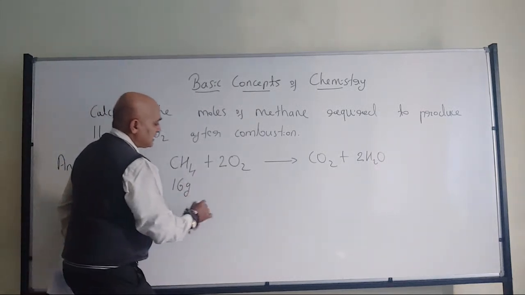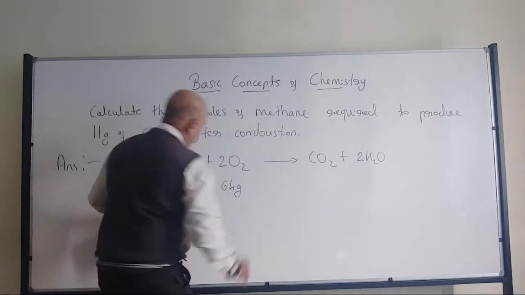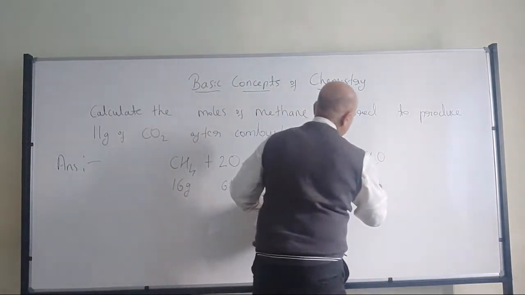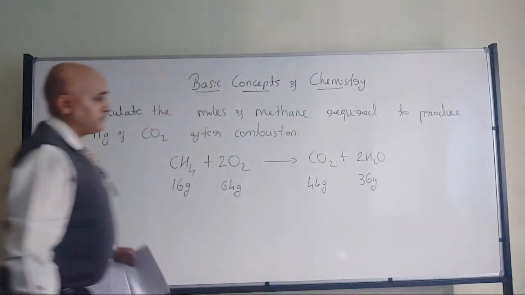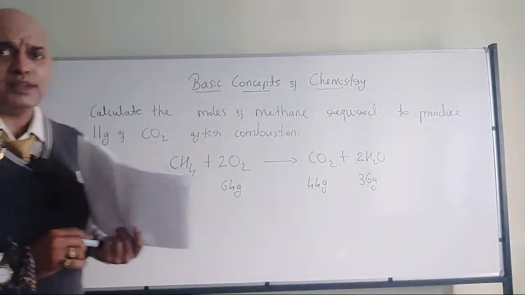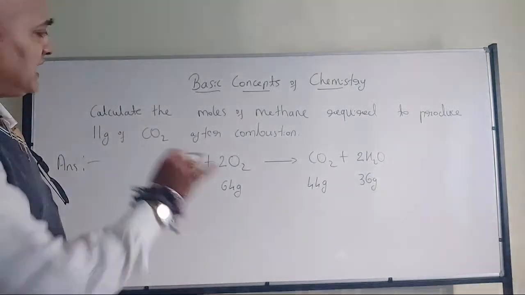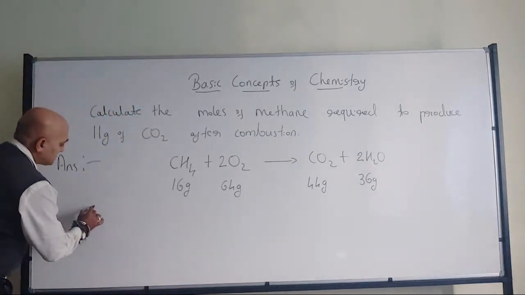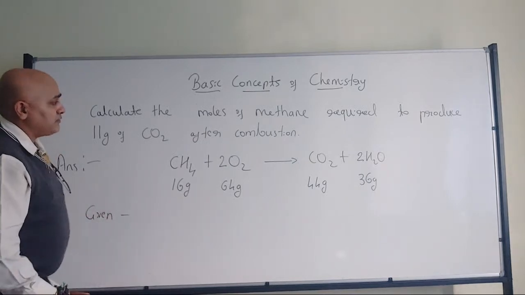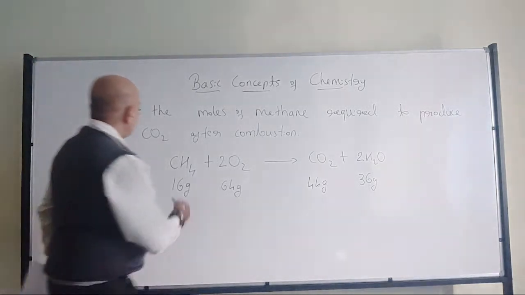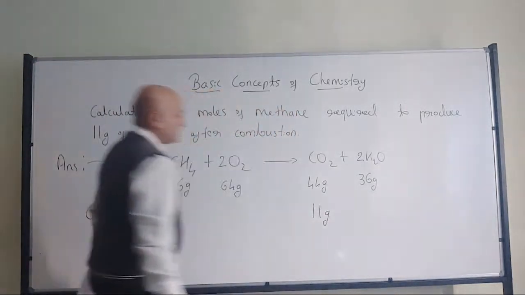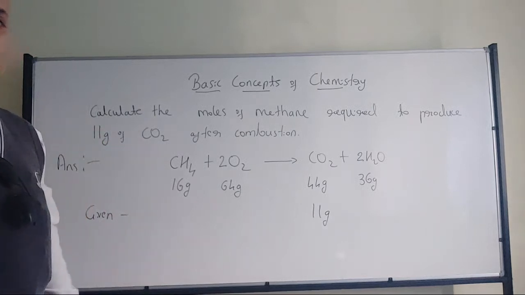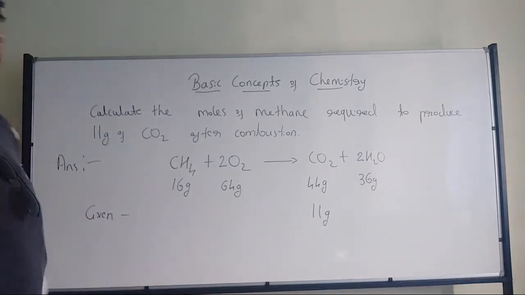So, 16 gram of methane is going to react with 64 gram of oxygen to produce 44 gram of carbon dioxide and 36 grams of water. Okay, so this is the balanced equation. Based on that, just before also we have written, once again I have written the same thing. Got my point? Now, what is the given information? They have told 11 gram of carbon dioxide will be produced. So already we have written the balanced equation, don't worry. So we have 11 gram of carbon dioxide in the question.